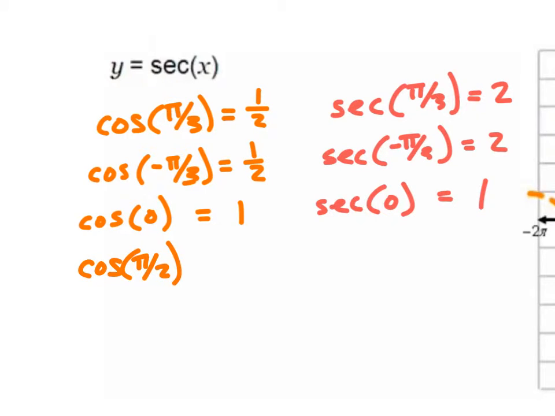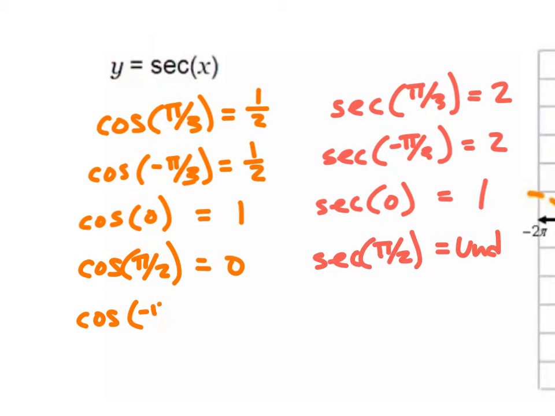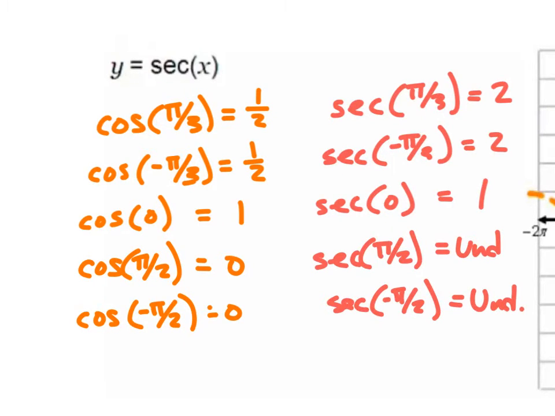Okay, cosine of pi over 2 is equal to 0. The x value on my unit circle at 90 degrees is 0. So if we were to then do secant of pi over 2, that would be undefined. Same thing with cosine of negative pi over 2, which would also be 0. So secant of negative pi over 2 would also be undefined. So that's where we have our asymptotes.